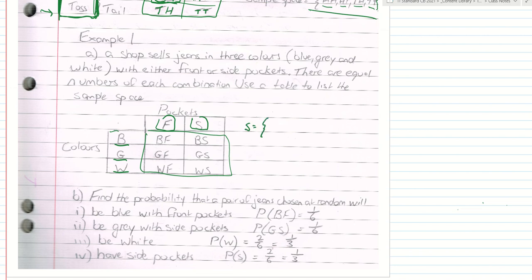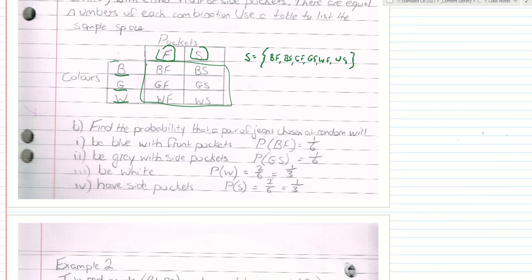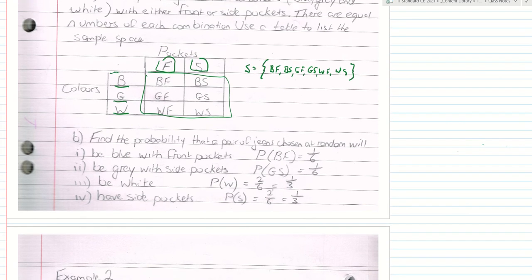Our sample space is, if we pull them out, BF, BS, GF, GS, WF, and WS. It hasn't asked us to list it in braces, it's asked us to list it in a table, so that's fine. Find the probability the pair of jeans chosen at random will be. Now the first thing is we have got 6 possibilities, so all of our chances are going to be out of 6. We're going to have a 6 on the bottom for all of these.